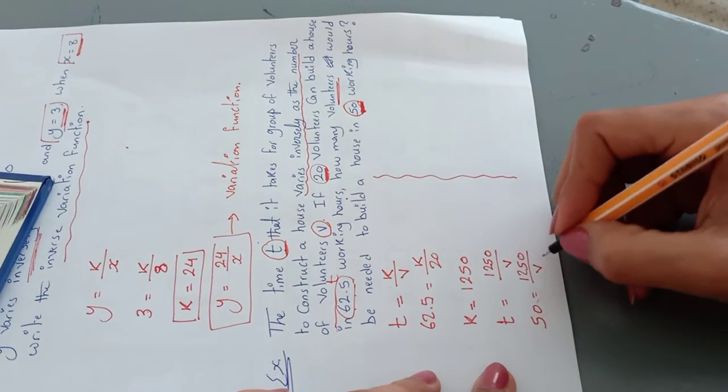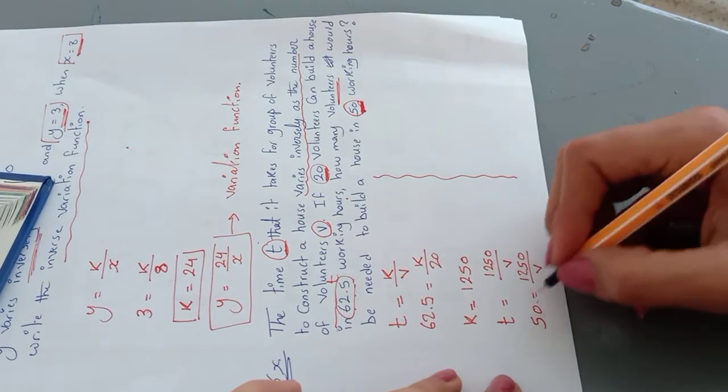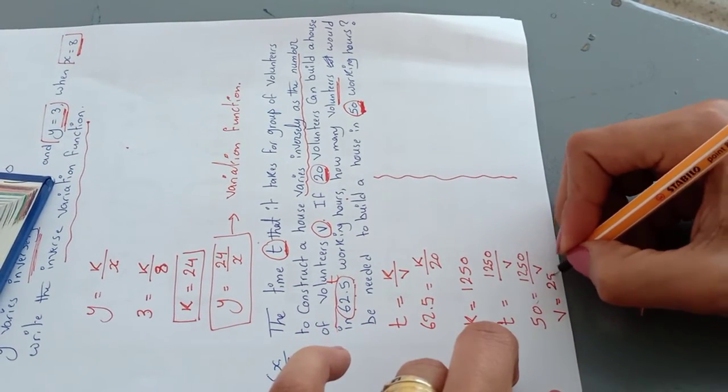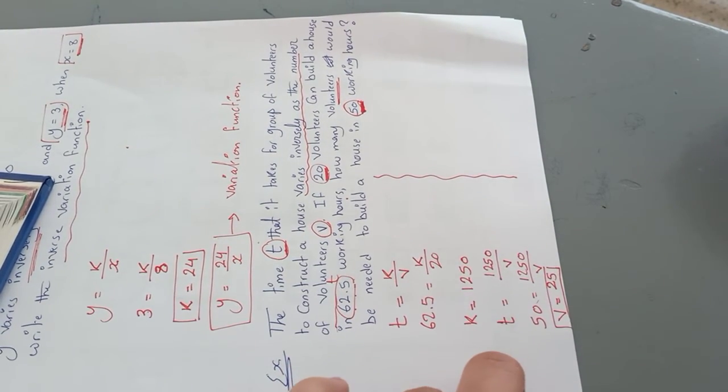So now by finding the value of v, divide 1250 by 50, so v equals 25 volunteers. Okay, and this is the value.